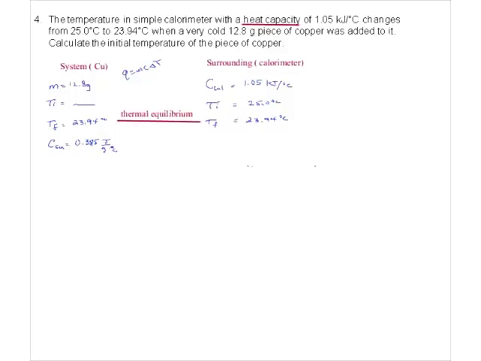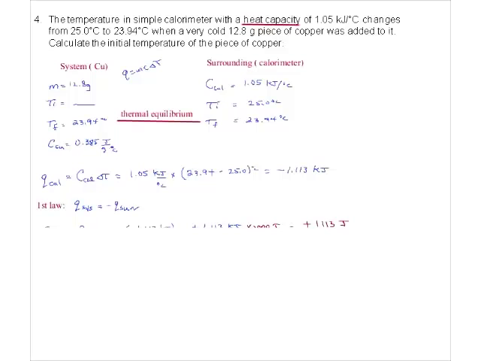So we can figure out the Q of the calorimeter. Once again, because there's no mass in this unit, we don't have to say Q equals mc delta T. It's just C delta T. And this works out to be a negative 113. So the calorimeter lost energy. The calorimeter cooled off. Did it? Yeah. It started at 25. It cooled off to 23. So this is telling me it lost energy. That energy was lost to the piece of copper, says the first law.